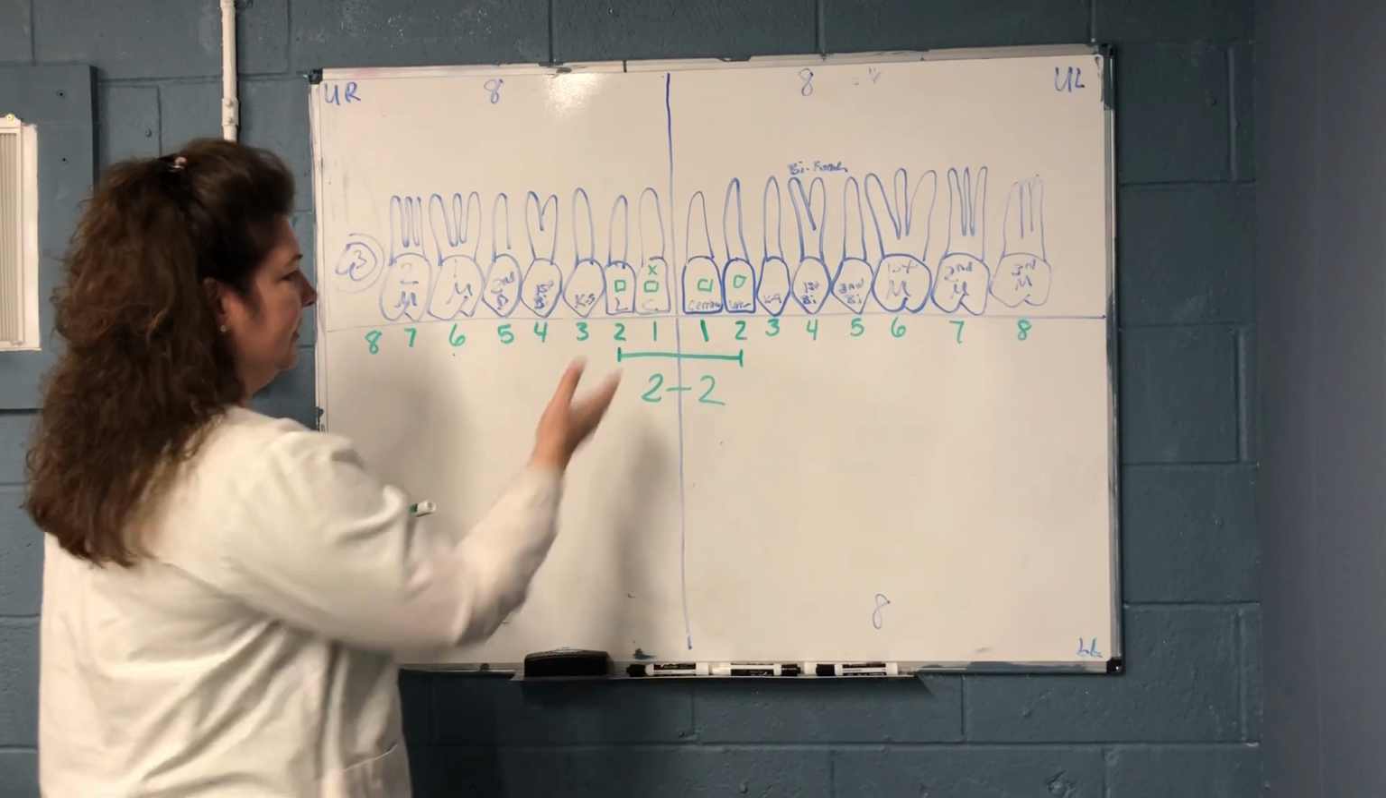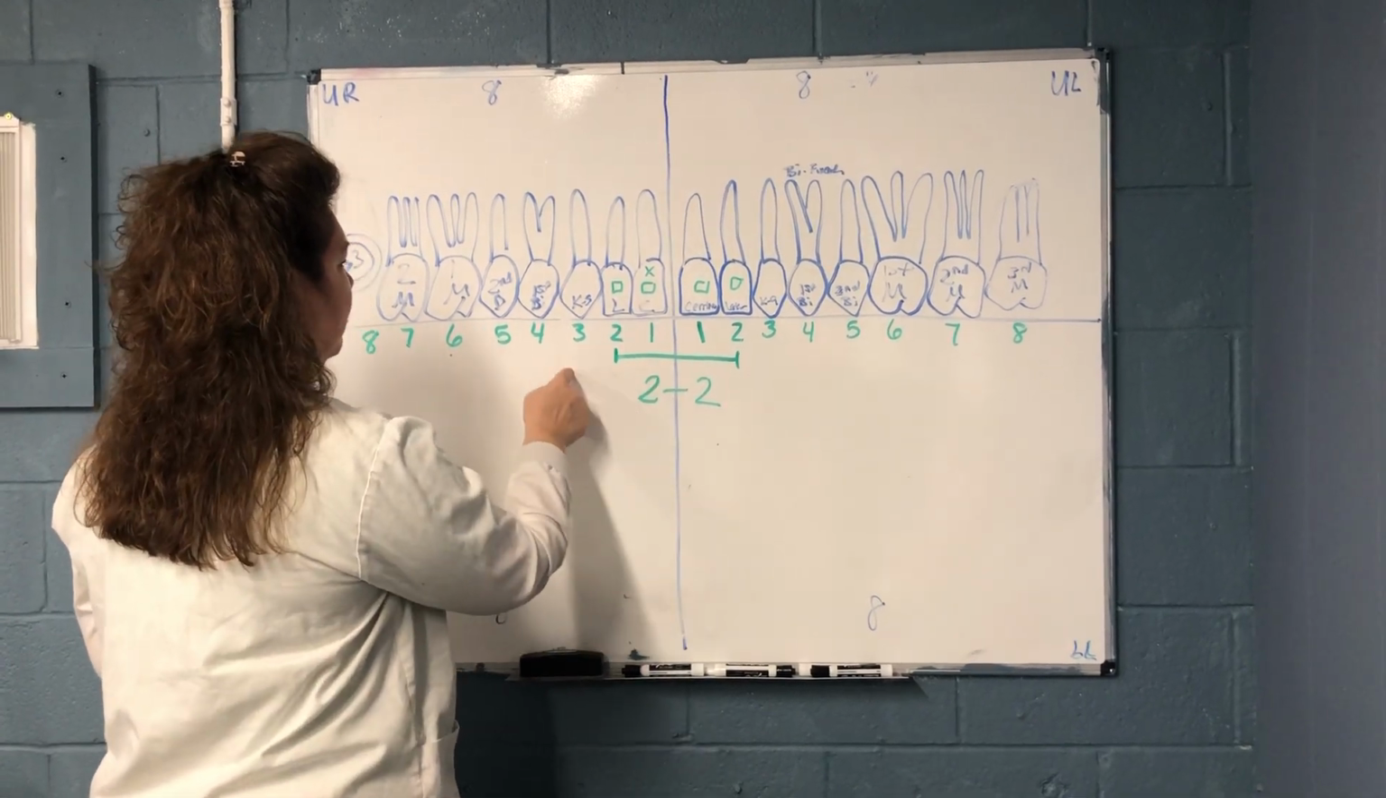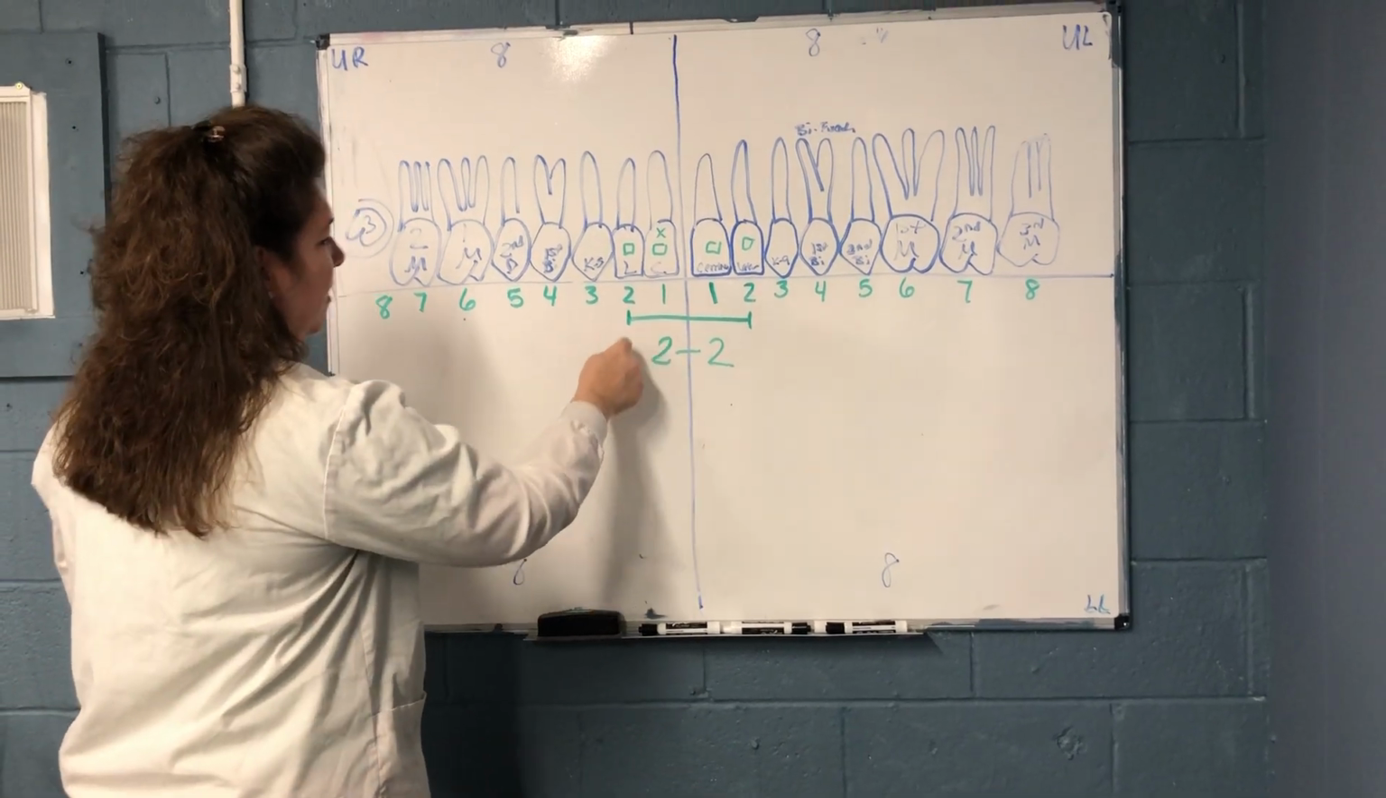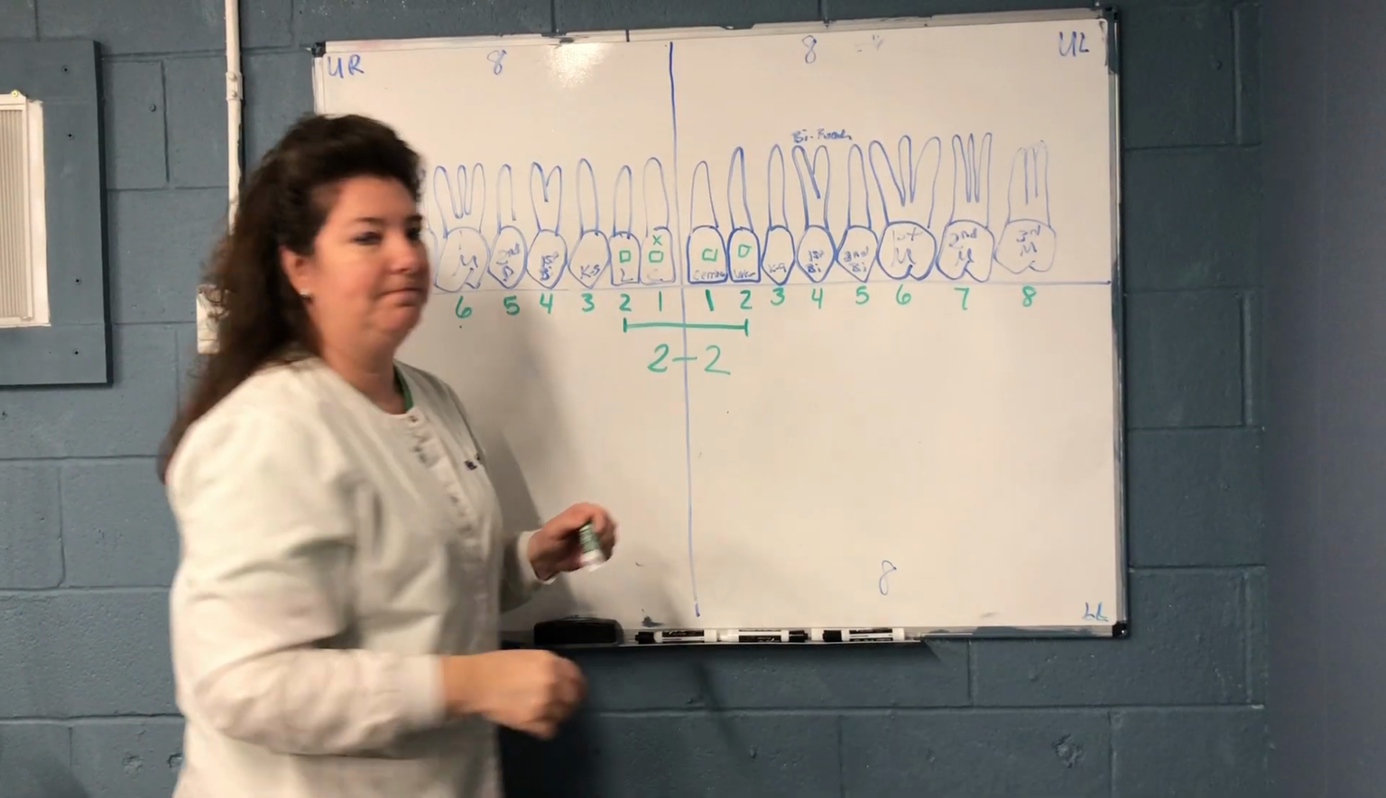And then for the lower, same thing. You have central, lateral, canine, first, second bicuspid, first, second, third molar, and it would be 1 through 8, 1 through 8.